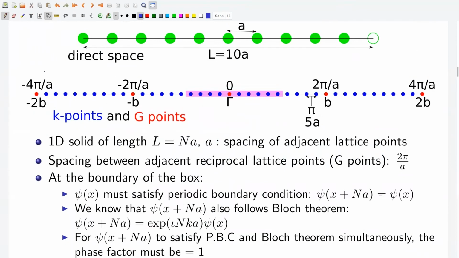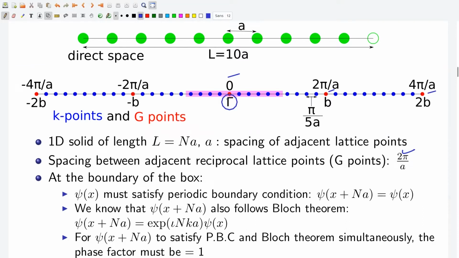Let us now focus on the K space. Since spacing between two adjacent points in direct space is equal to a, spacing between two adjacent reciprocal lattice points is equal to 2π/a. The reciprocal lattice points or G points are shown by red dots in this figure. The origin of the reciprocal lattice has a special name. It is called the gamma point.